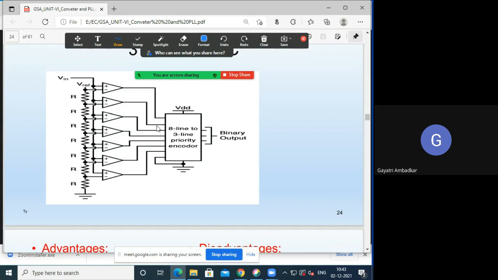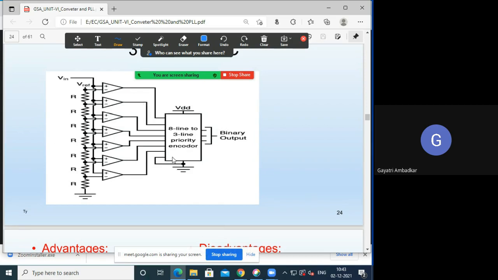All these outputs are connected to a 3-line to 8-line priority encoder. It will convert your input logic, which is forming some word, into a binary output with 3 bits. So if all are 0, the output is 0. If this is 1 and all others are 0, the input to the encoder is 0, 0, 0, 0, 1. Accordingly, it will give you the output equal to 1, equivalent in 3 bits, so 0, 0, 1 will be the output. This way you have learned flash type ADC.